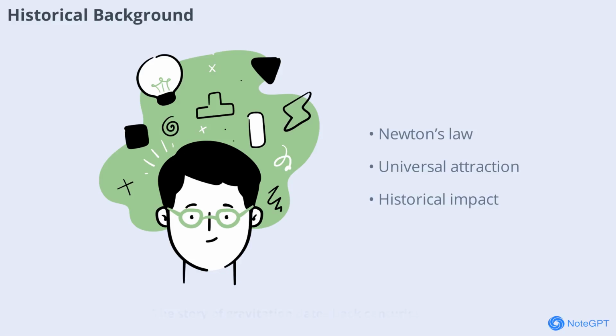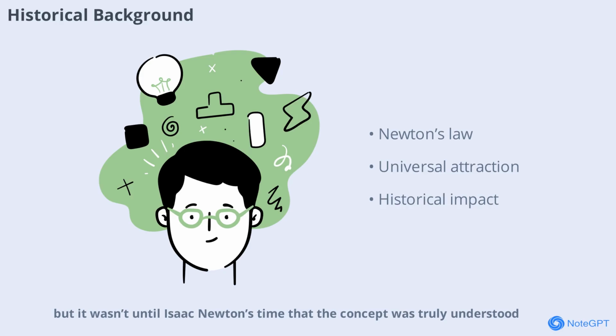The story of gravitation dates back centuries. Ancient philosophers noticed that objects fall toward the ground, but it wasn't until Isaac Newton's time that the concept was truly understood. In the 17th century, Newton formulated the law of universal gravitation, stating that every object in the universe attracts every other object with a force proportional to their masses and inversely proportional to the square of the distance between them. This groundbreaking idea changed the way we view the universe and laid the foundation for modern physics.